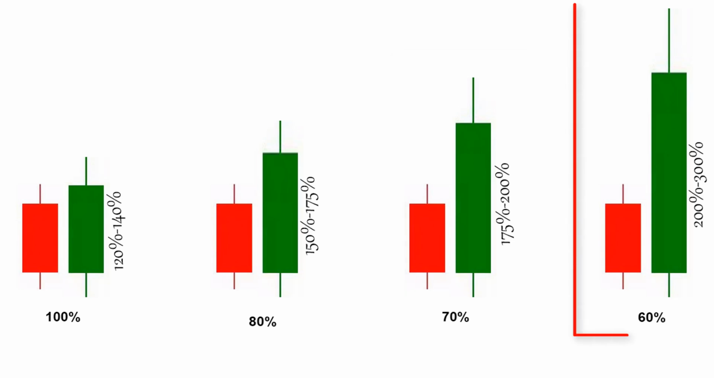The green candle here is very large. It is between 200 and 300% compared to red. Therefore, the success rate of this pattern is less than 60%. If the green candle is greater than 300%, the success rate becomes 50-50.